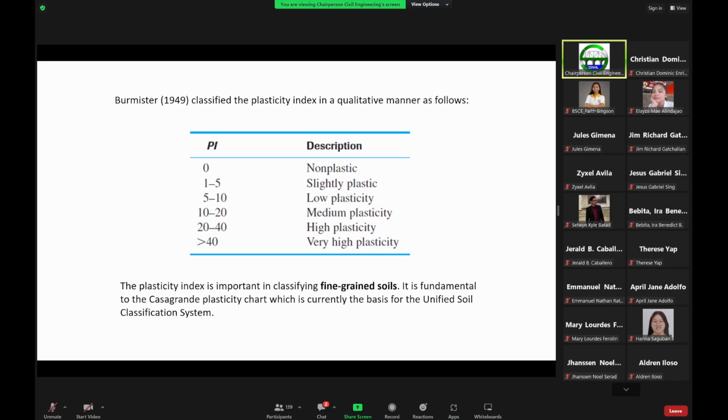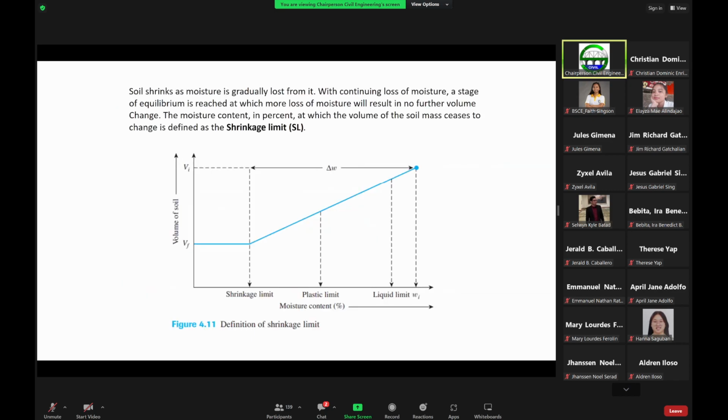So far we have defined the liquid limit, the plastic limit, as well as the plasticity index, which is the difference between the liquid limit and the plastic limit. The liquid limit and the plastic limit, you derive from the laboratory.